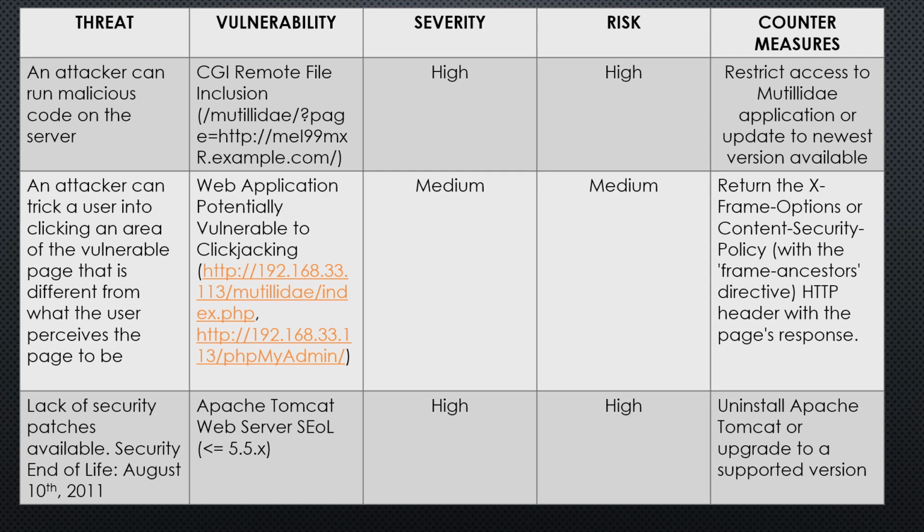And lastly is Apache Tomcat web server security end of life, outdated. Its end of life was August 10, 2011, and the threat that comes with this vulnerability is a lack of security patches available. Nessus dubbed this a high severity, high risk vulnerability. The best way to prevent this exploit is to uninstall Apache Tomcat or upgrade it to a supported version.